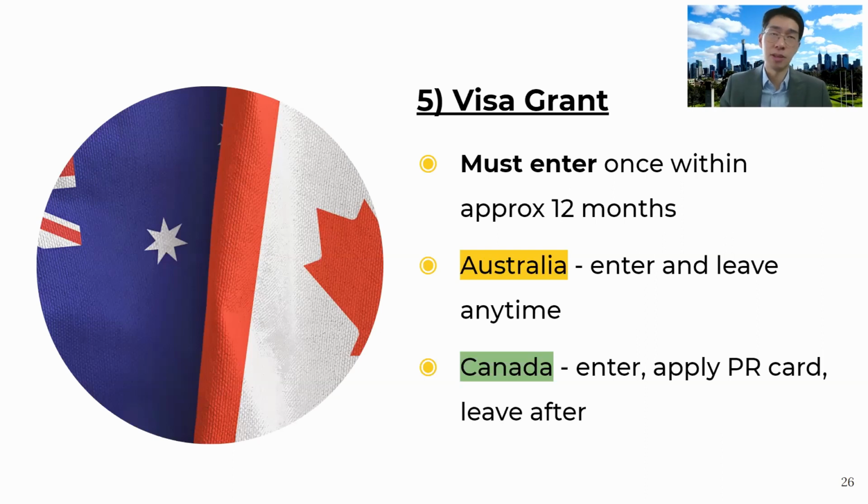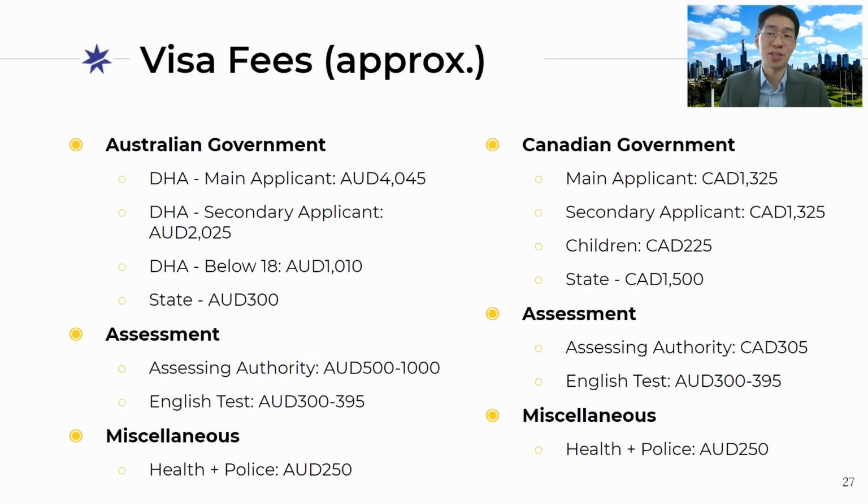The most popular question we get is like, how much does this cost? Now, the visa fees vary depending on country and depending on assessing authority, which meaning it depends on your occupation as well. So have a look here. Left side is Australia, right side is Canada. So on Australia's side, each of the applicants, so let's say it's me, I'm the main applicant, there's a fee for me. For my spouse or anybody above the age of 18 in my application, there's a fee. And then for kids, there's a fee.